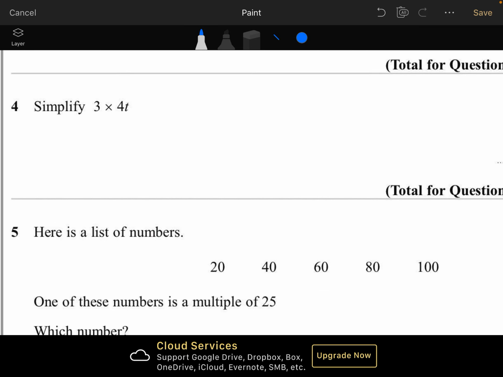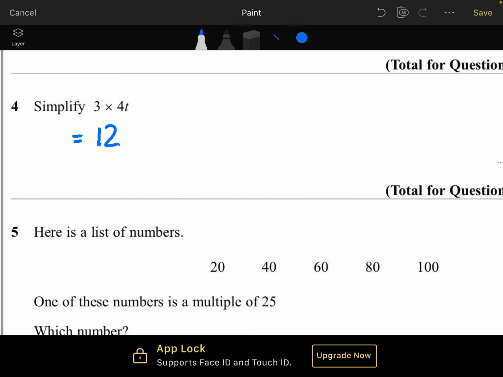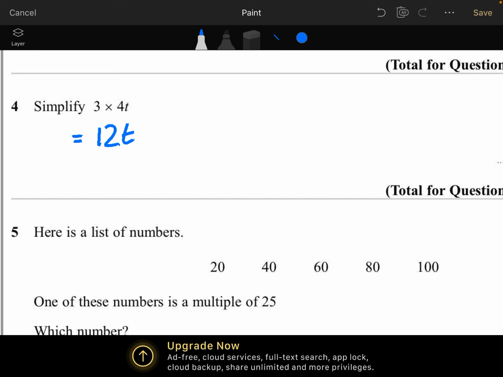An algebra question for question 4. Simplify 3 times 4t. When we look at the two numbers and we multiply those, that's 3 times 4 is 12. And we'd make sure that we put the t on the end as well.